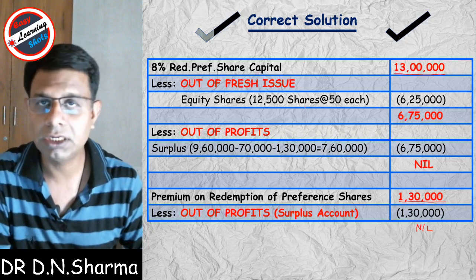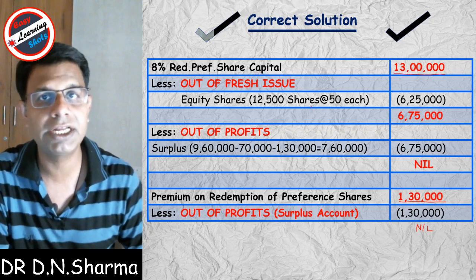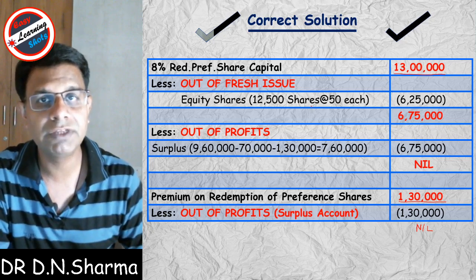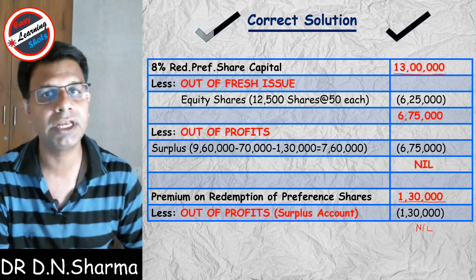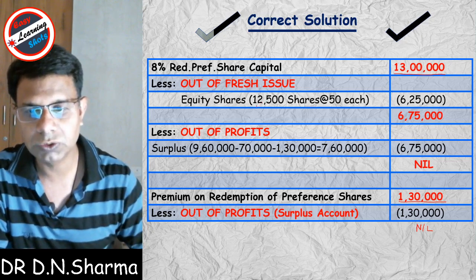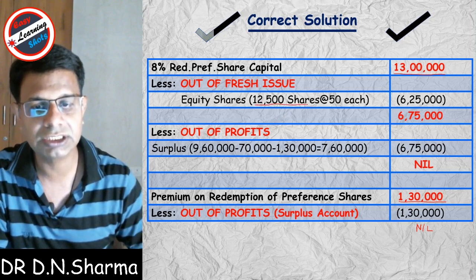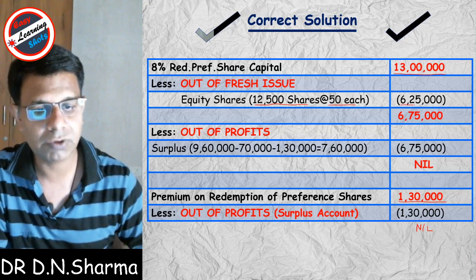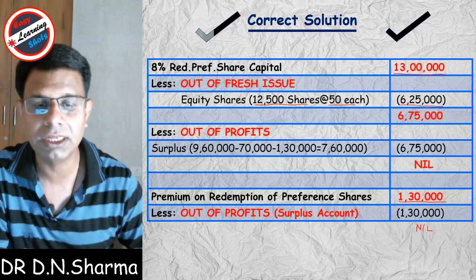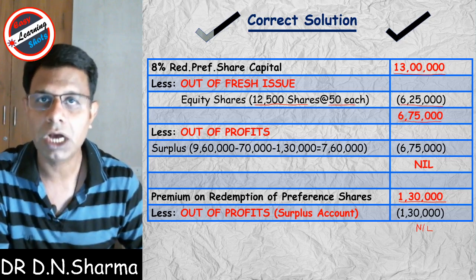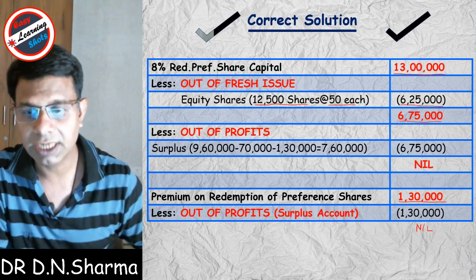Now we know that we issued 12,500 equity shares, but when we adjust out of fresh issue, then we adjust with face value, not with the issued price of equity shares. You remember this. So first we adjust out of fresh issue, and here 12,500 shares are issued by the company at the rate of 50 each. So we deduct 6,25,000 from nominal capital, and the balance is 6,75,000, which is adjusted through out of profits or surplus account. In surplus account we have a balance of 9,60,000.